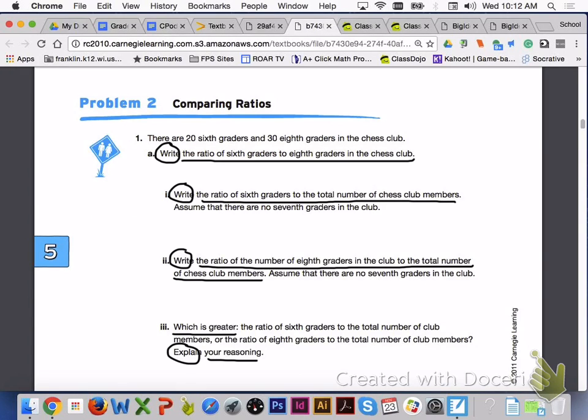Let's move on to problem 2 on page 318, comparing ratios. There are 20 6th graders and 30 8th graders in the chess club. What I would like you to do is answer letters A, Roman numeral 1 through 3 with your group members.